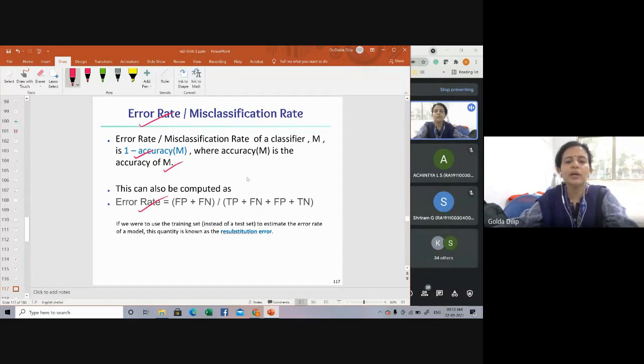If we were to use the training set instead of the test set to estimate the error rate of a model, then it will be called the resubstitution error. In case you are using the training data instead of the test data, the error rate would be known as the resubstitution error. So that's regarding the error rate, accuracy, precision, recall, and specificity and sensitivity.